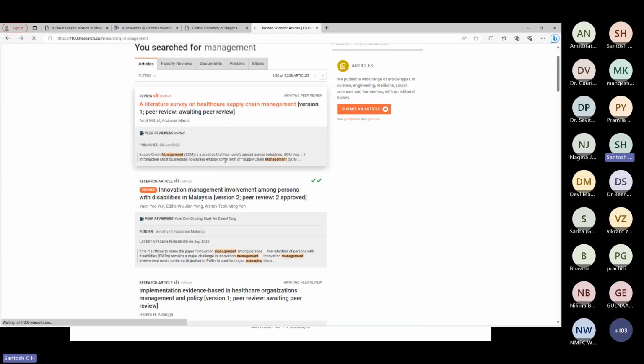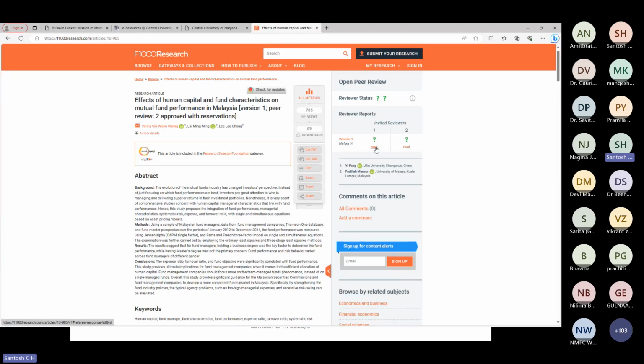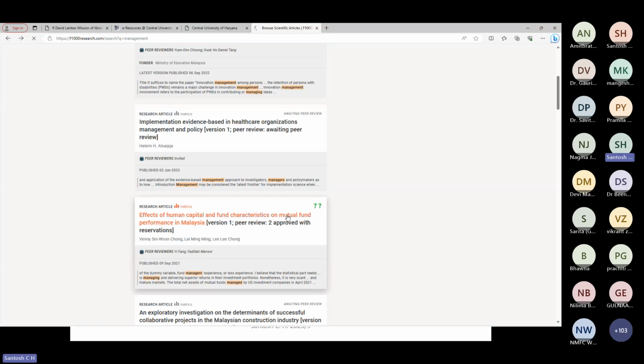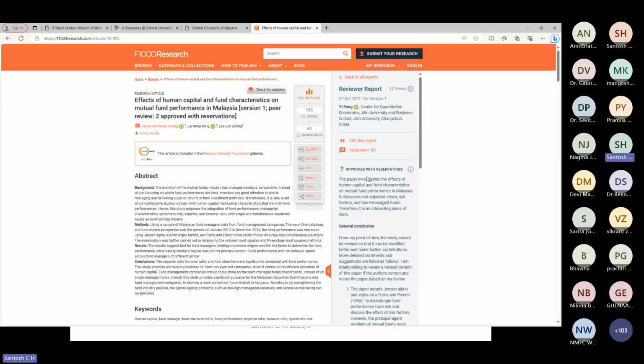So let us see some other comments also. You can see here, in this, it is not approved, friends. You can see here the remarks given by the reviewers. For example, let me show you another paper here. This question mark indicates that it is not approved. Let us see. Yeah. So here are the approved with reservation.